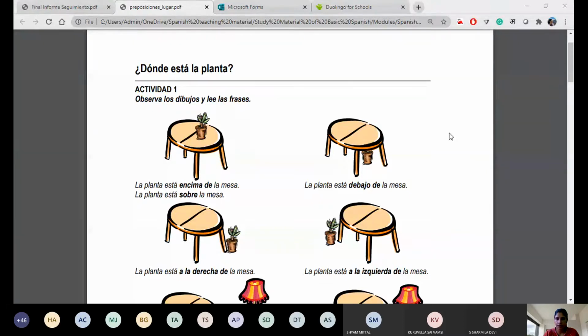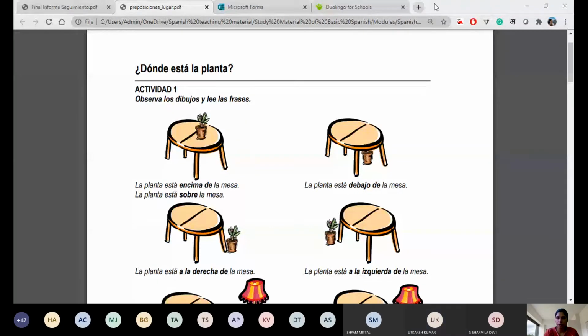Utkarsh Kumar. Yes, ma'am. Utkarsh, how will you say my cat is on the table? Okay. Cat is gato. La gato está, ma'am, on the table. Yes. La gato está sobre la mesa. Okay. Vale.